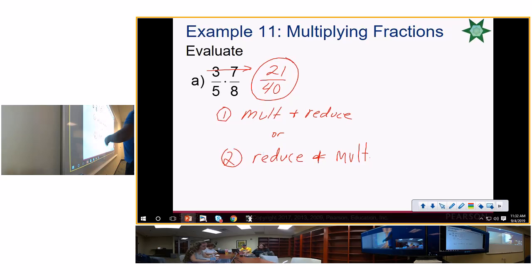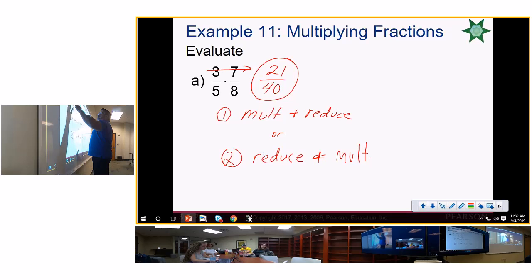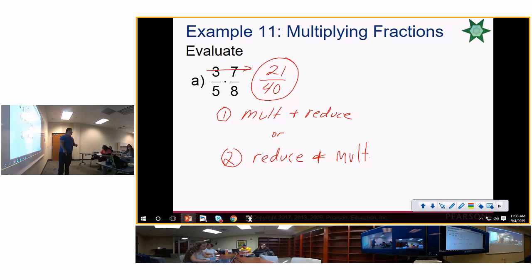Now, you cannot reduce it because you couldn't reduce anything over here. If you can't reduce anything over here, then chances are you're not going to be able to reduce anything in your answer. Okay? So either you go through and multiply and reduce, or you reduce and multiply.